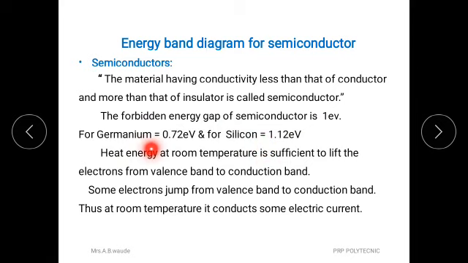For germanium, the forbidden energy gap value is 0.72 electron volt, and for silicon its value is 1.12 electron volt. At room temperature, heat energy is sufficient to shift an electron from the valence band to the conduction band. Therefore, at that heat energy, some electrons jump from the valence band to the conduction band, and so at room temperature semiconductors conduct some amount of electric current, but it is very little.